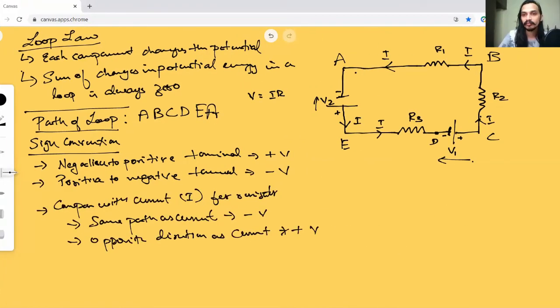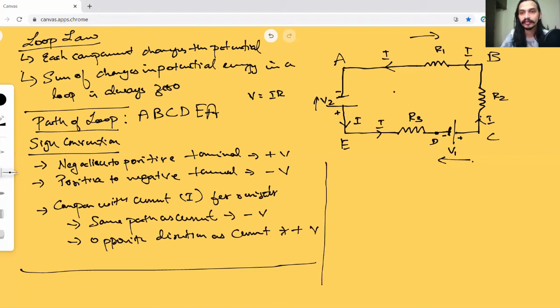Meaning, for example, if I'm going from A to B, I'm going over R1 in this direction, but the current is coming from B to A in the opposite direction. Since we are in opposite directions, I will take this as positive voltage, which is nothing but plus I into R1. If we follow these rules, then we can very easily get all the answers. We'll just try to demonstrate real quick and finish this off.